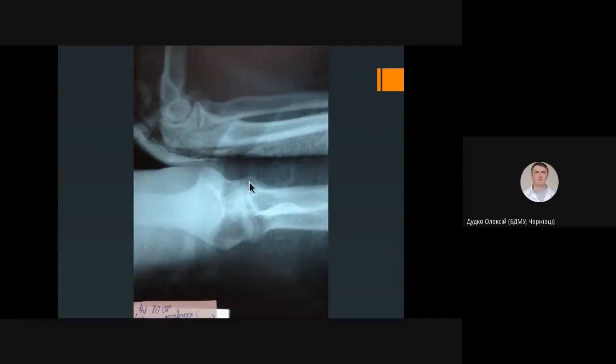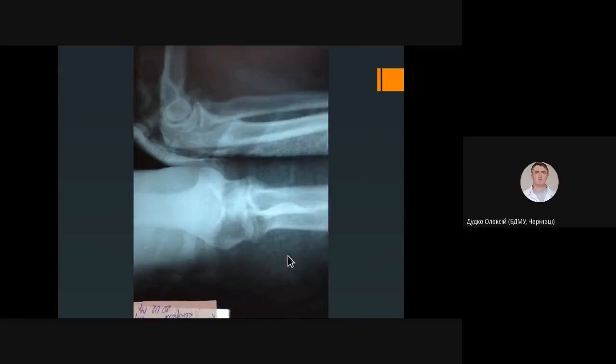So actually, the dislocation that was on previous X-rays was reduced, and that is the X-ray that was performed after the reduction. If you look carefully, you will note that there is a shadow of plaster bandage on this X-ray. It means that, of course, this dislocation was immobilized after reduction, and the period of fixation is 10-12 days.